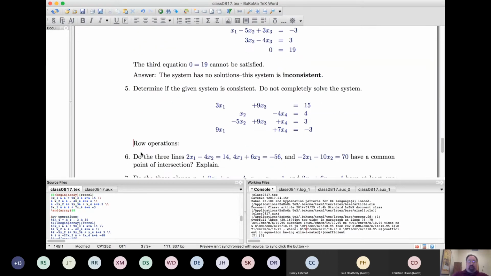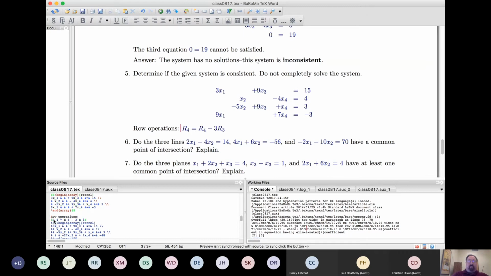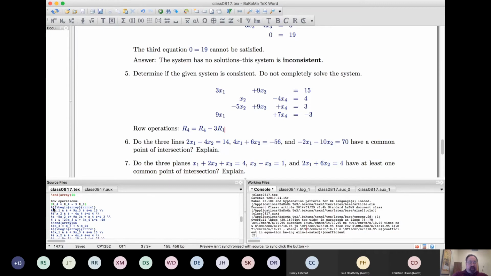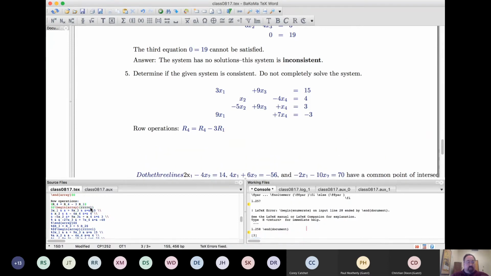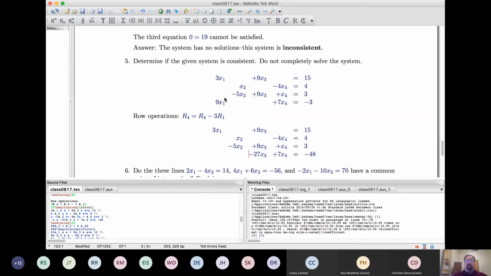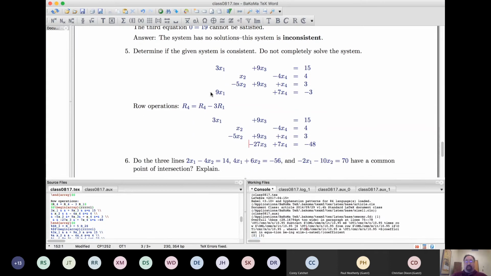So to get started, I can say row 4 is equal to itself minus 3, the ratio of these elements, the 9 and the 3, times that should be row 1. Not row 3. I'm using the first row to do this. So that's what the system looks like after getting rid of just this one entry. Only the last row is affected. So by coincidence, here we have a new non-zero entry included.